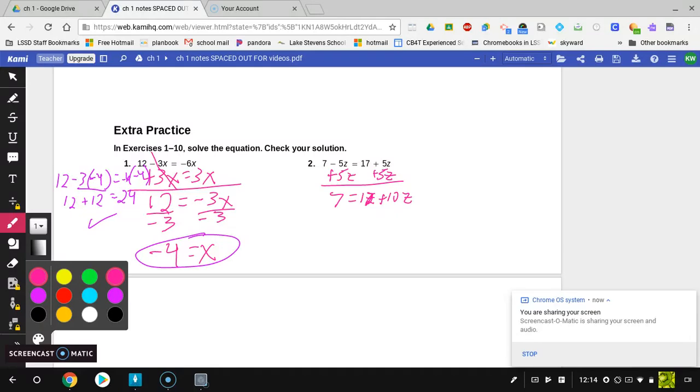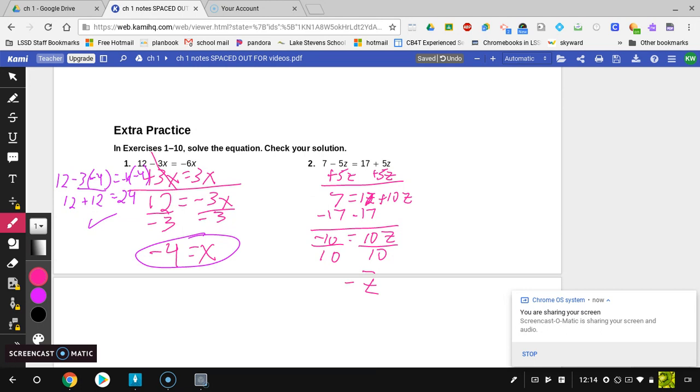Okay, all my variables are on one side, so now I just need to get my variable by itself. So I'll start by getting rid of that 17. If I subtract a 17 from both sides, 7 minus 17 is -10, and it's still equal to my 10z. 10z, they're attached together by multiplication. Anytime I have a number next to a letter with nothing in between them, it's multiplication. So to get rid of multiplication, we're going to use division. So I'll divide both sides, and I get z is -1.